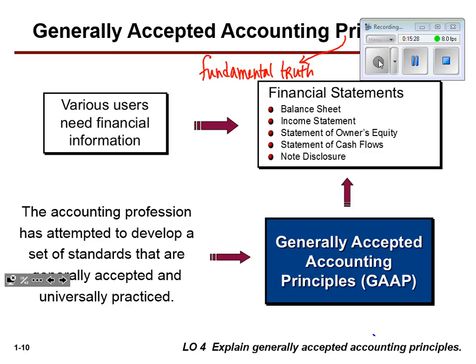We've got a lot of arrows here. What you need to remember about GAAP is that it's a generally accepted accounting principle, that fundamental truth. And it almost comes back to that word ethics. It's actually like a whole governing body, so to speak, in the accounting world. The accounting profession has attempted to develop a set of standards that are generally accepted and universally practiced.